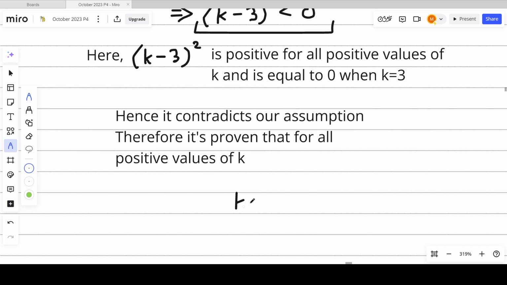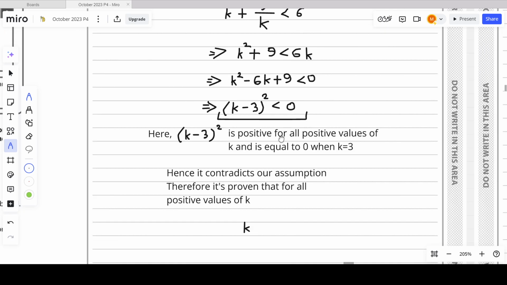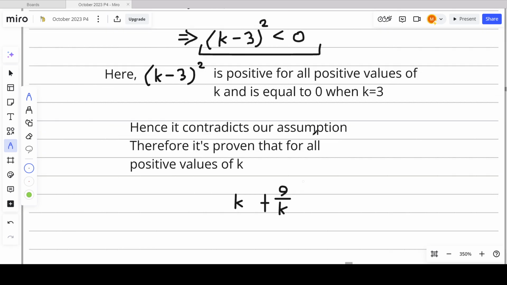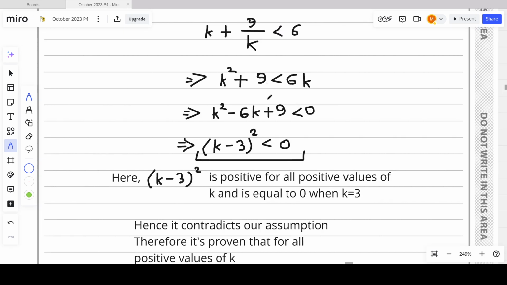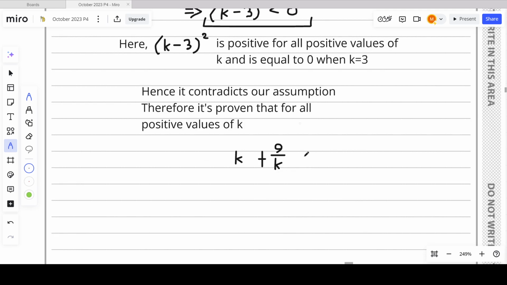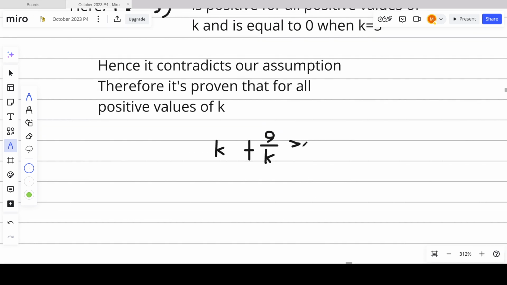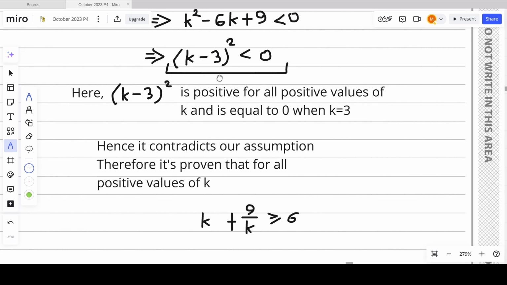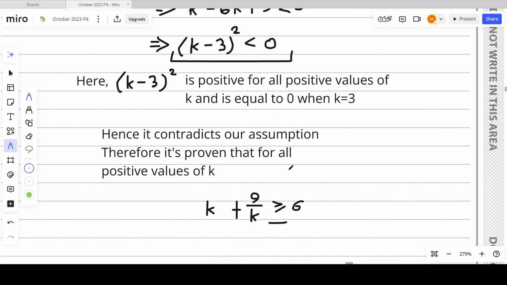K plus 9 over k is greater than or equal to 6. Since the assumption we made is incorrect, just the opposite will be true. We assumed less than, so the opposite would be greater than or equal. This is the proof by contradiction of part A.